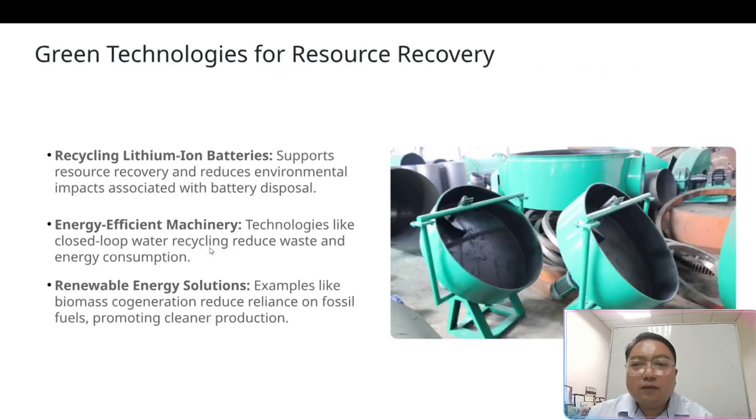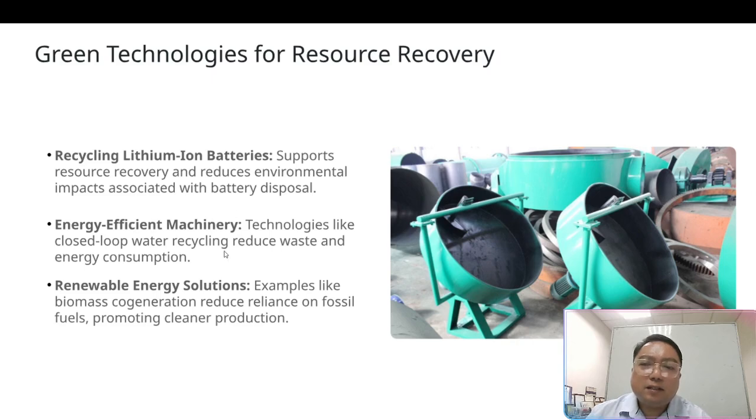Green technology for resource recovery: recycling lithium ion batteries. Nowadays, electric vehicles are in trend. You can see electric vehicles on the rise everywhere right now, because people are concerned the petrol will eventually run out, so we replace it with electric vehicles. The problem is the electric vehicle uses lithium ion batteries. So we want to recycle the lithium ion. The battery itself will become a problem in the future, so there are researchers doing research on how to solve the disposal of lithium ion batteries.